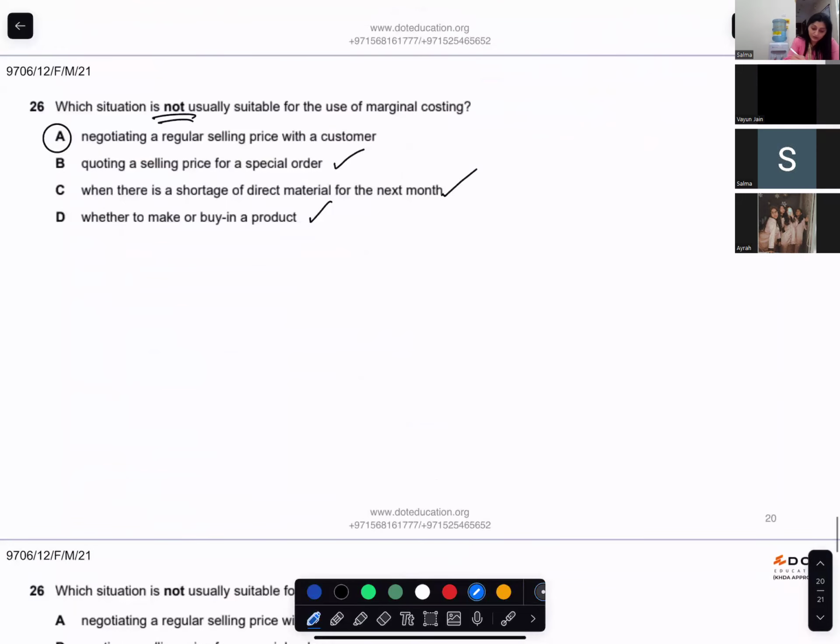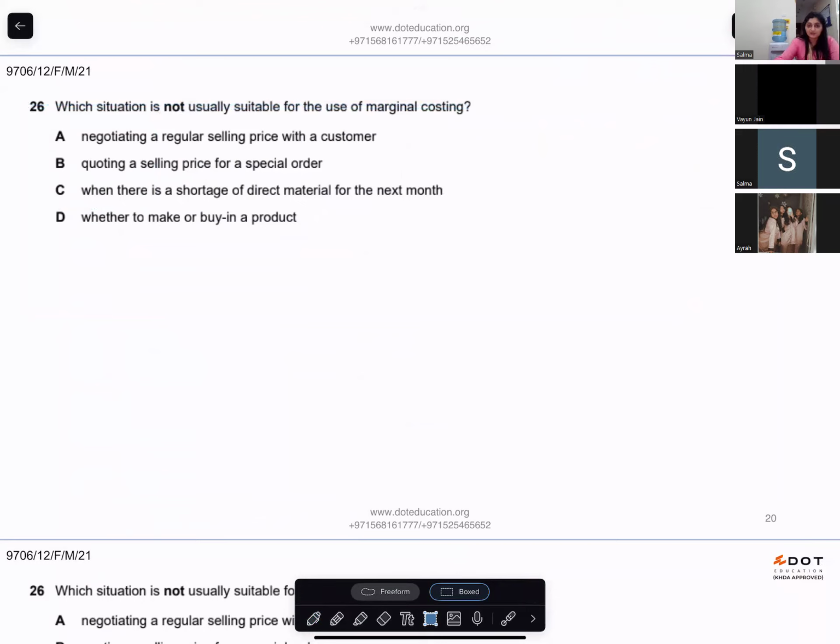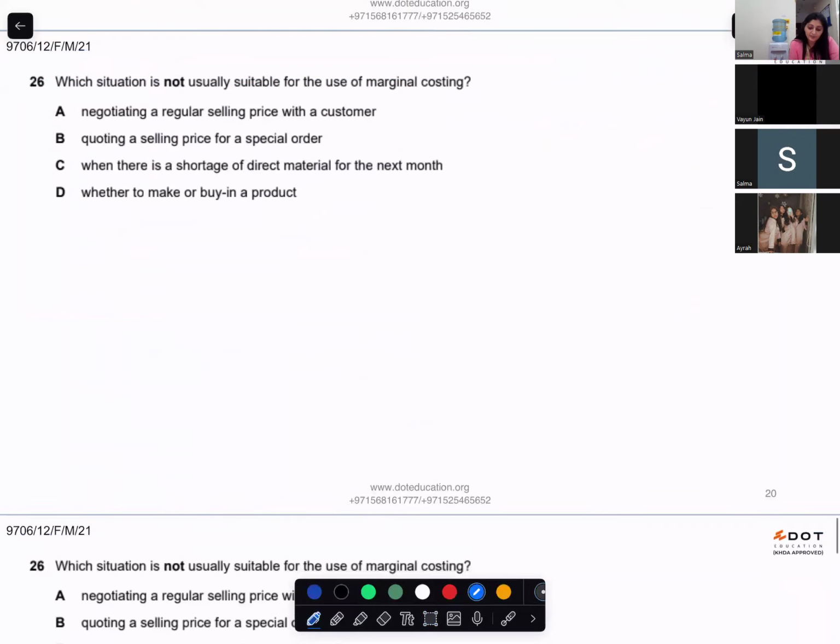Which situation is not suitable for the use of marginal costing? Quoting a special price for a special order: marginal costing. Make or buy decisions, special orders, limiting factor. This all is part of marginal costing, right? Yes.